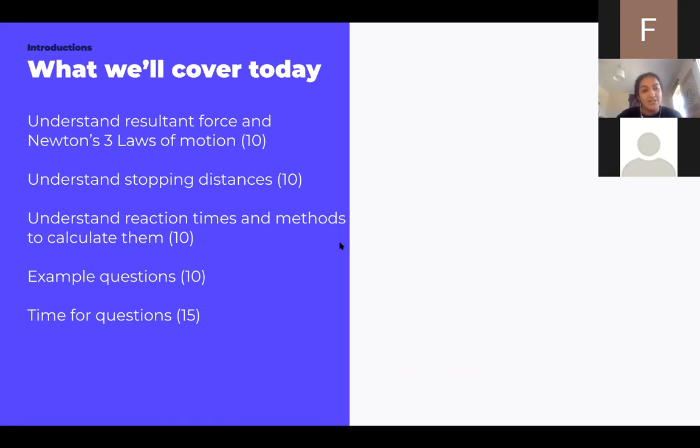But what we'll be covering today is understanding resultant forces and Newton's 3 laws of motion. We're going to understand stopping distances, thinking distances, and braking distances. So all about cars and vehicles and how they move and how they behave. Understand reaction times and the method that we use to calculate them, go through a few example questions, just consolidate what you've learned today, and then we'll have time for questions as always at the end.